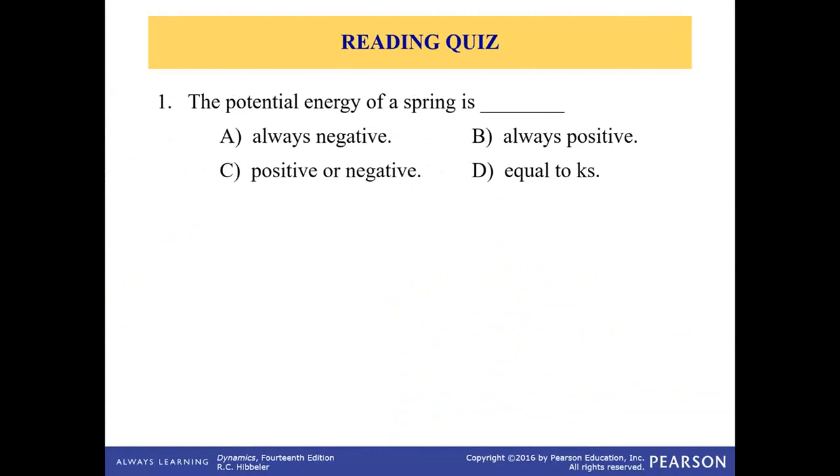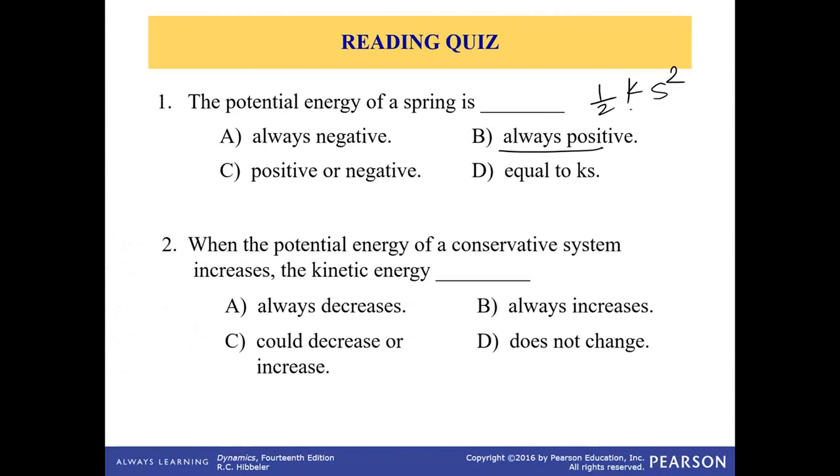The potential energy of a spring is always positive, because this is 1/2 k s square, where both k and s square are positive. When the potential energy of a conservative system increases, the kinetic energy, so see, T plus V is equal to constant. So if potential energy increases at different points, then kinetic energy has to go down. It always decreases because it's a conservative system. So if one energy goes up, then the other energy goes down, kinetic and potential.